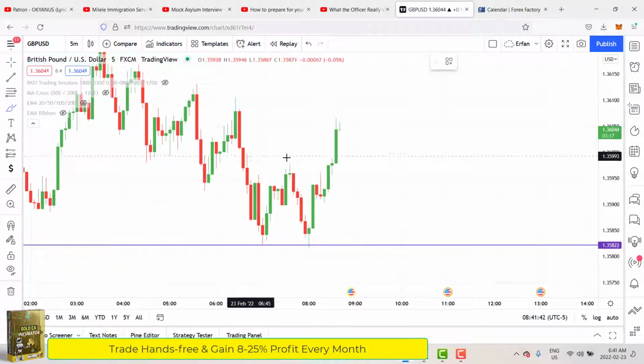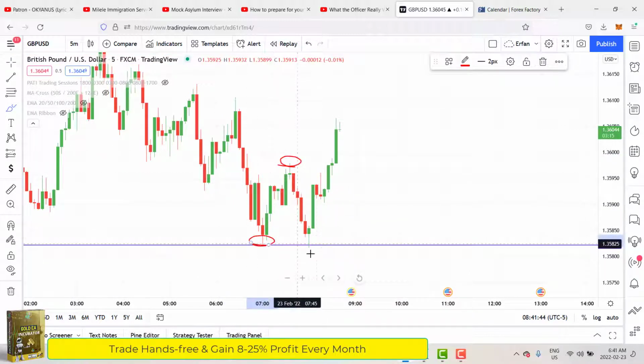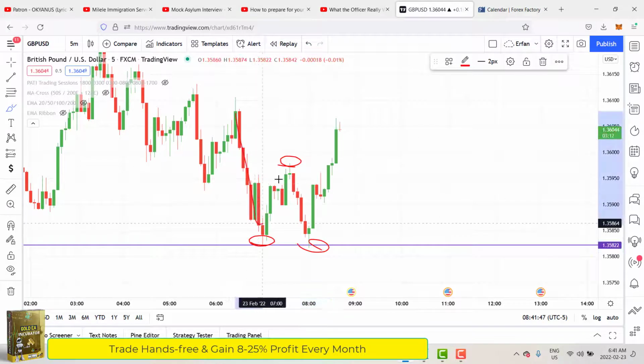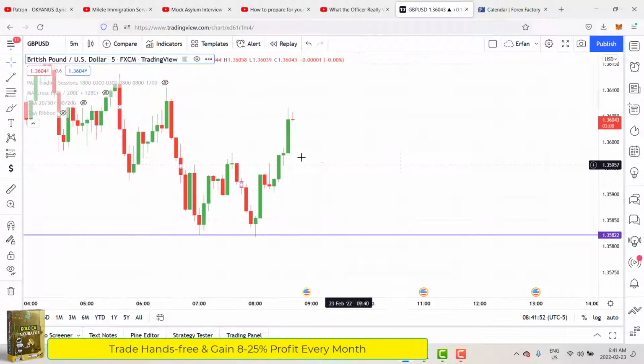And we had this head and shoulder here that actually reversed. See, it's a beautiful head and shoulder pattern, and that's why it actually shot up.